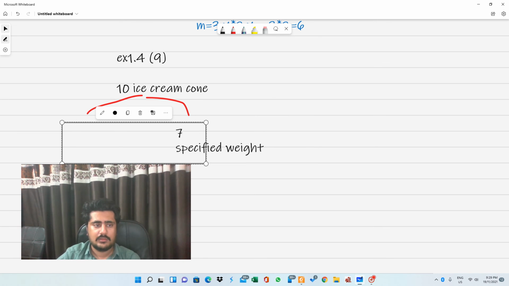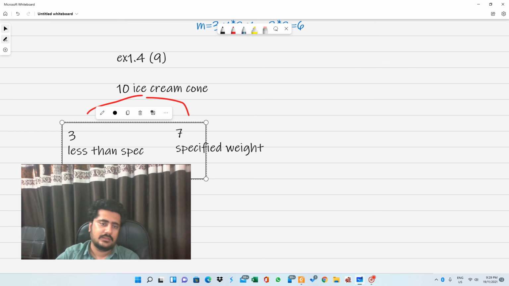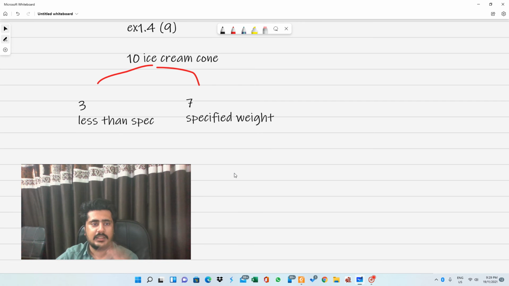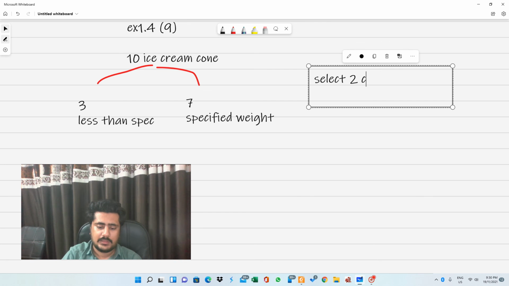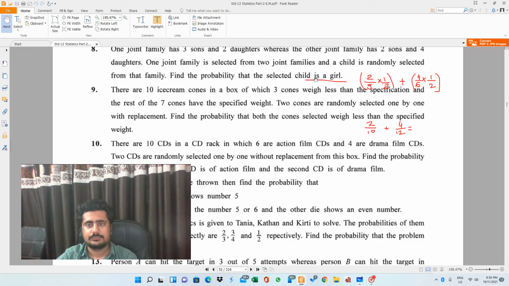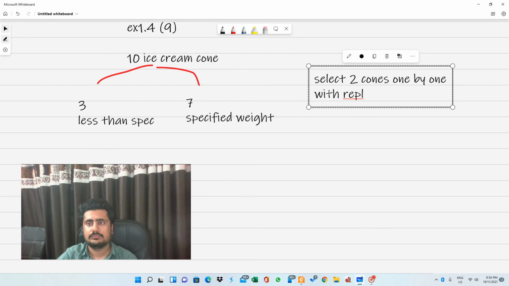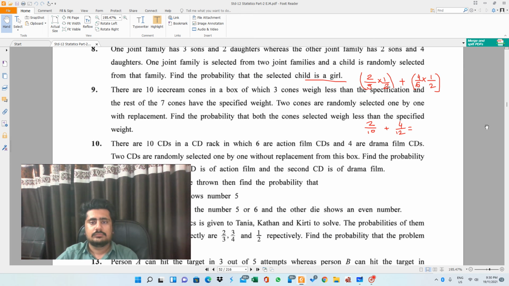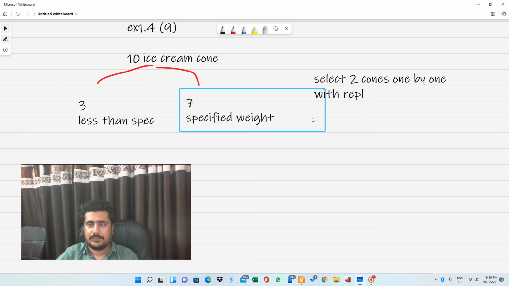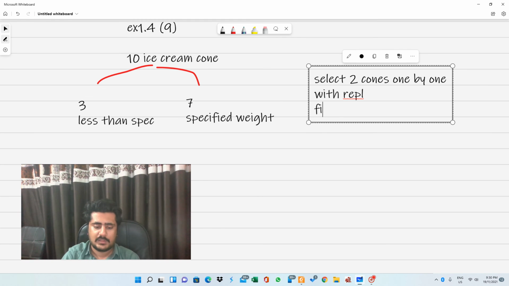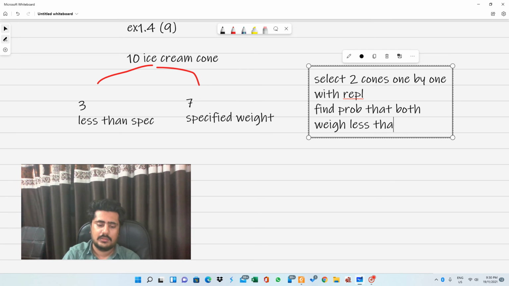And 3 are having less than specified weight. Okay, this will be the thing. From 10 cones, 3 are less than specified, 7 have the specified weight. I have to select 2 cones, one by one with replacement. Find the probability that both weigh less than specified.